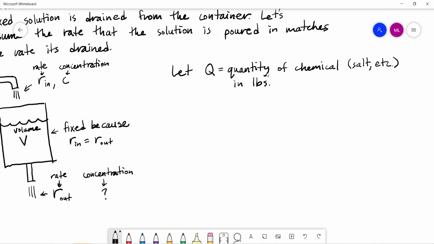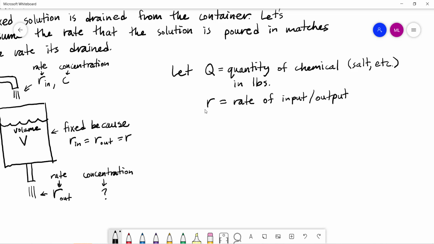And let's keep track of it in pounds. So it's a quantity in pounds in terms of weight. R, again, is our rate of input or output. They're both going to be the same. Our R in and R out are both going to be equal to R.